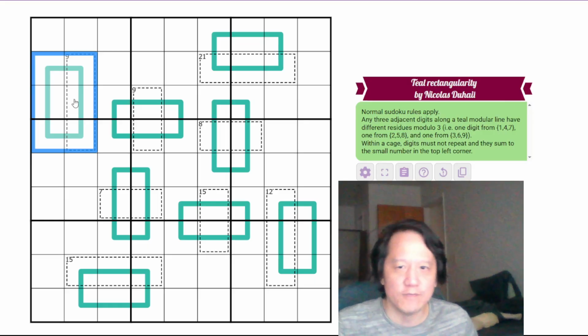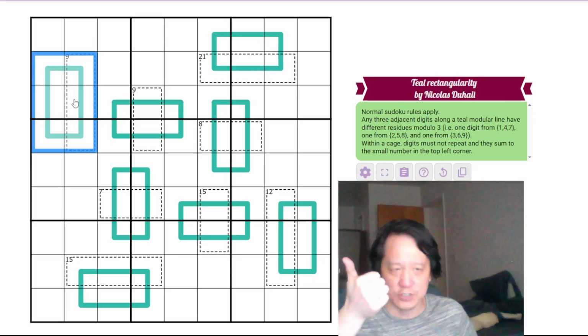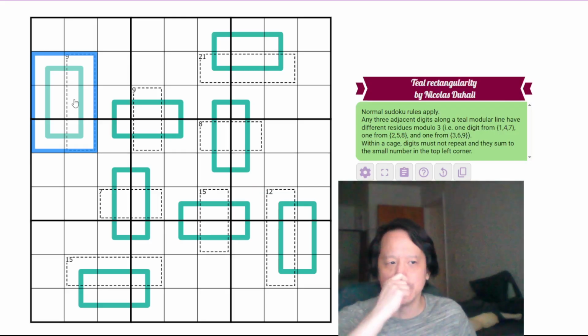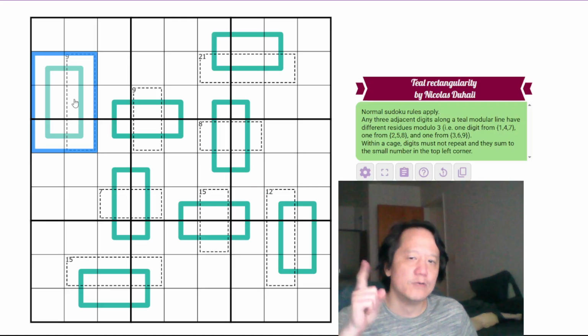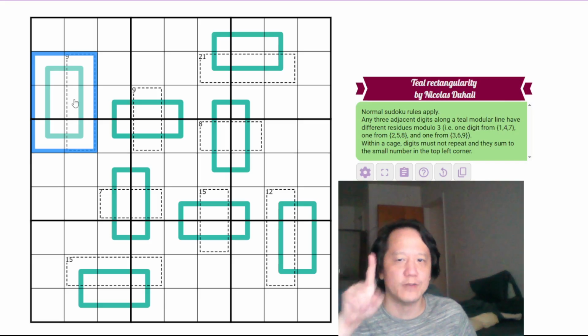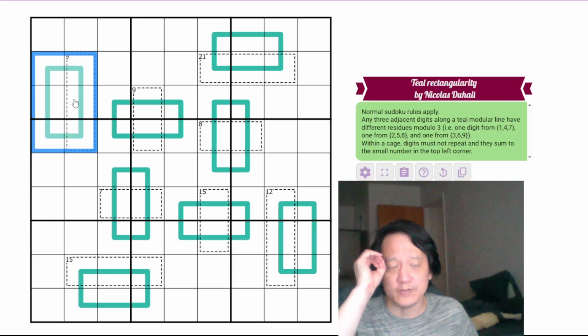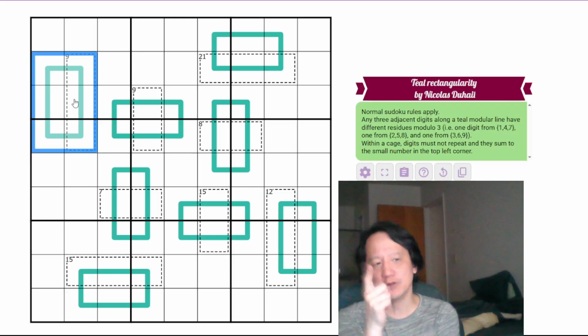There are 3 different sets. You could have 1 modulo 3, which is 1 digit from 1, 4, and 7, because if you divide by 3, you have a remainder of 1. 1 from 2, 5, and 8, which if you divide by 3, you get a remainder of 2. And 1 from 3, 6, and 9, which when you divide by 3, have a remainder of 0. So that would equate to the sets.